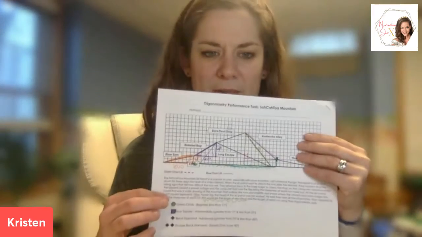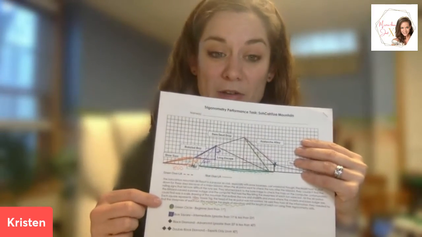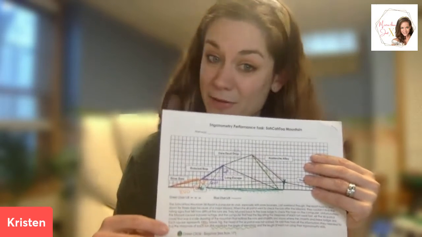Our big goal here was to be able to analyze and code what type of hill you had: a green circle, a blue square, a black diamond, or a double black diamond. If you're a skier or snowboarder, you know what those things mean. And so that is all based on the grade of your hill. Now, my students were able to do that.